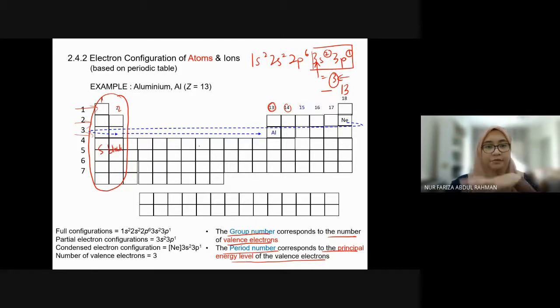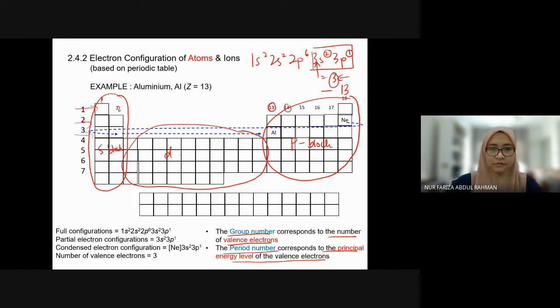Okay, we can divide the periodic table based on blocks. So we have S block, and then the block here is called P block, and then we also have D block. And then we have F block. We are not going to cover F block. For your syllabus, we are going to cover only the main elements and also a few elements from the D block, or transition metals in the D block.